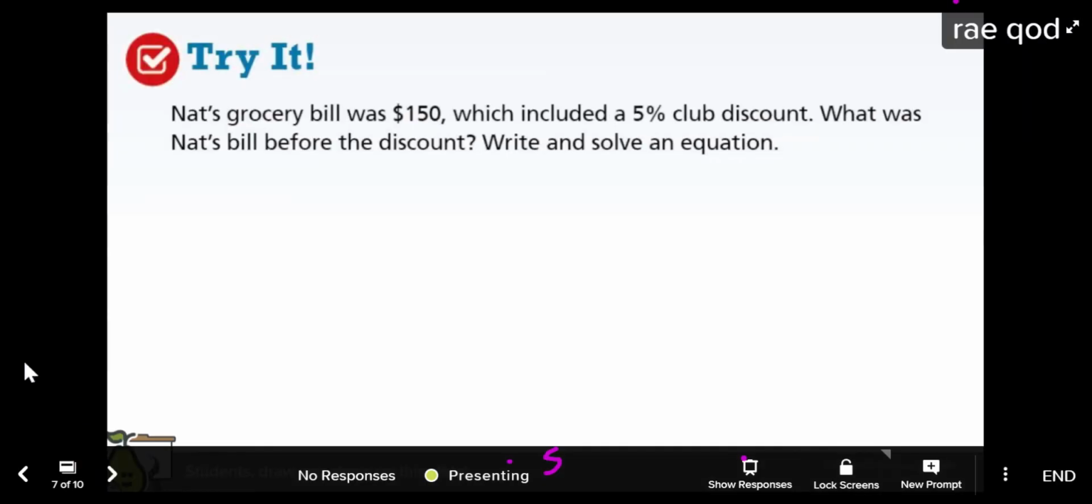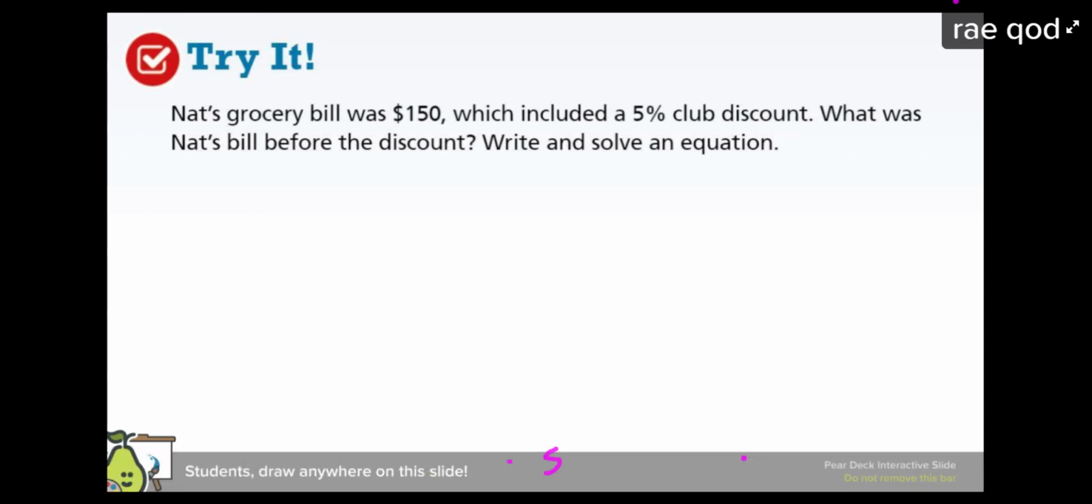Matt's grocery bill was $150, which included a 5% club discount. What was Matt's bill before the discount? Write an equation and solve. So first, go ahead and write your equation in the Edpuzzle. Now I want you to solve your equation and answer it in the Edpuzzle.